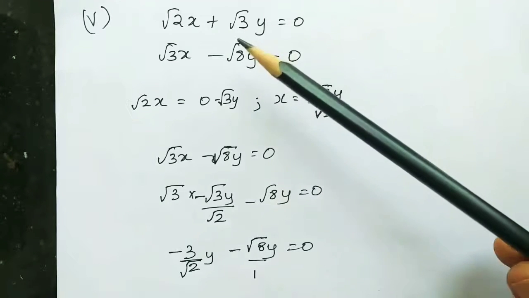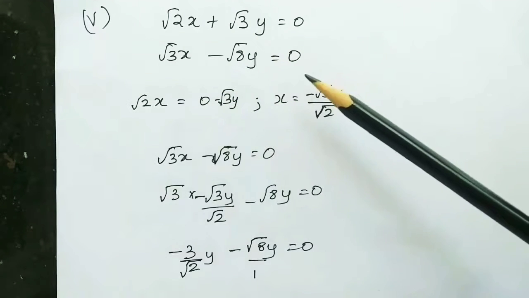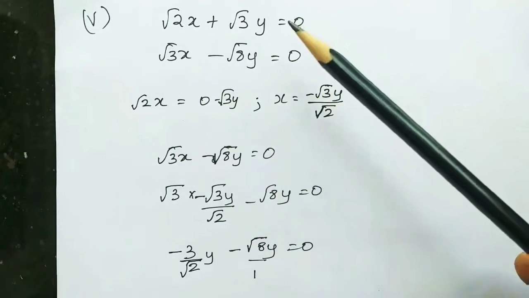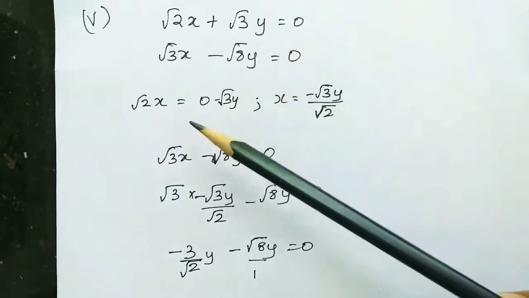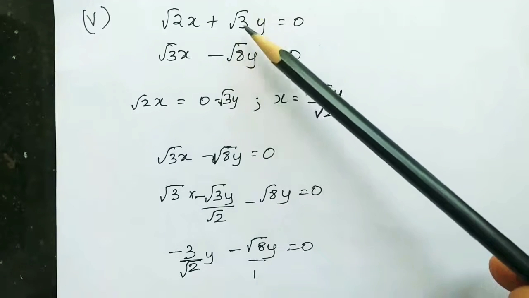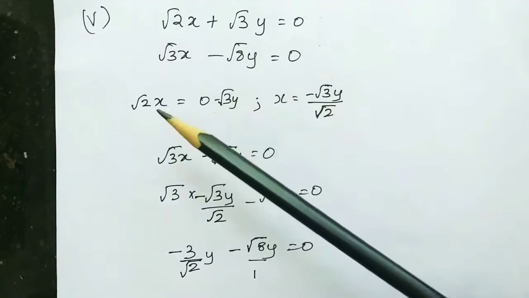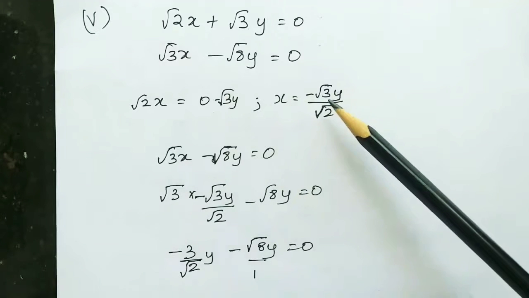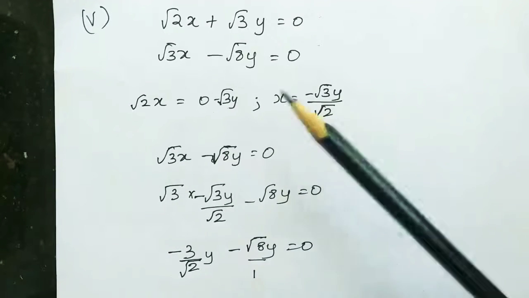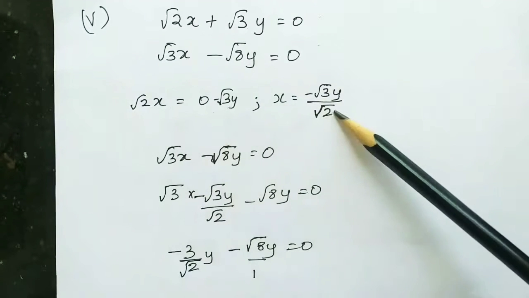Fifth problem of exercise 3.3. What's the question here? Root 2 x plus root 3 y is equal to 0, and root 3 x minus root 8 y is equal to 0. From this first equation, I'm going to express x in terms of y. When you transpose root 3y to the other side, what you get is 0 minus root 3y, and x is equal to minus root 3y by root 2. This root 2 comes to the other side as division by root 2.